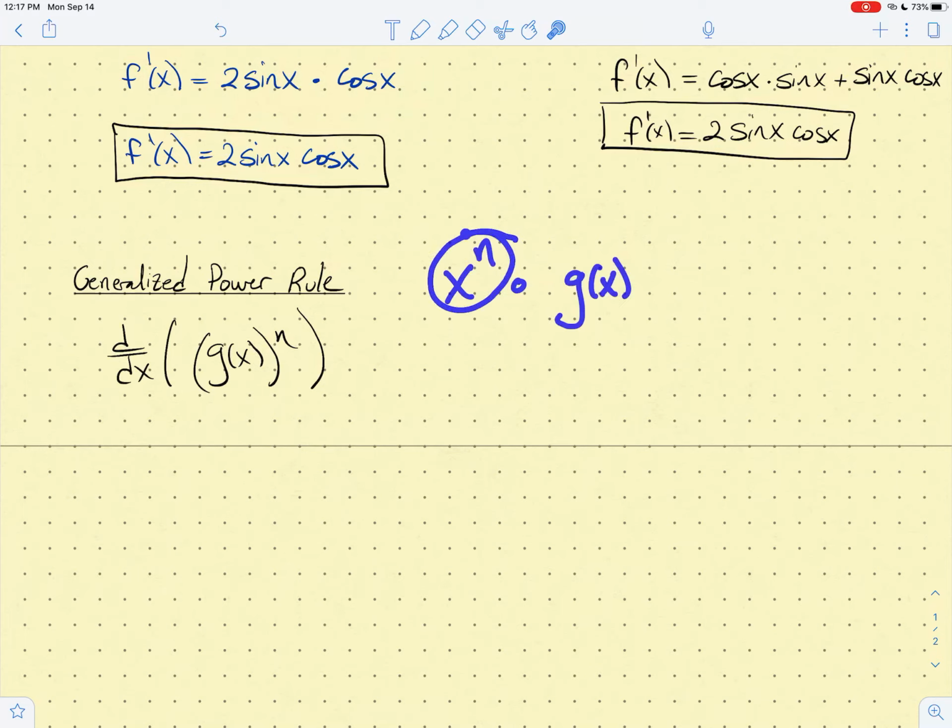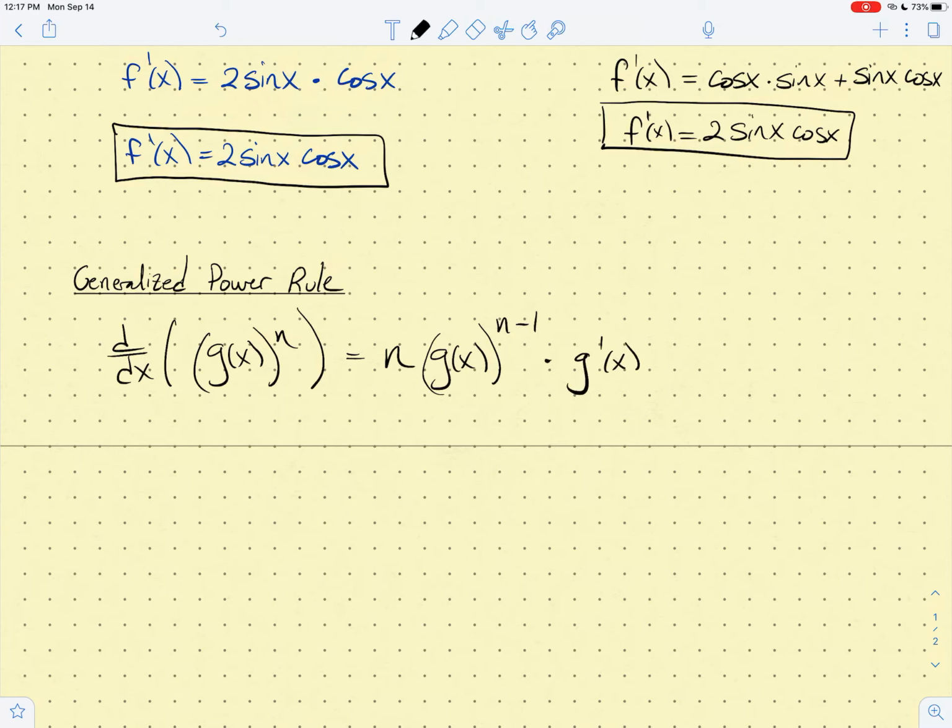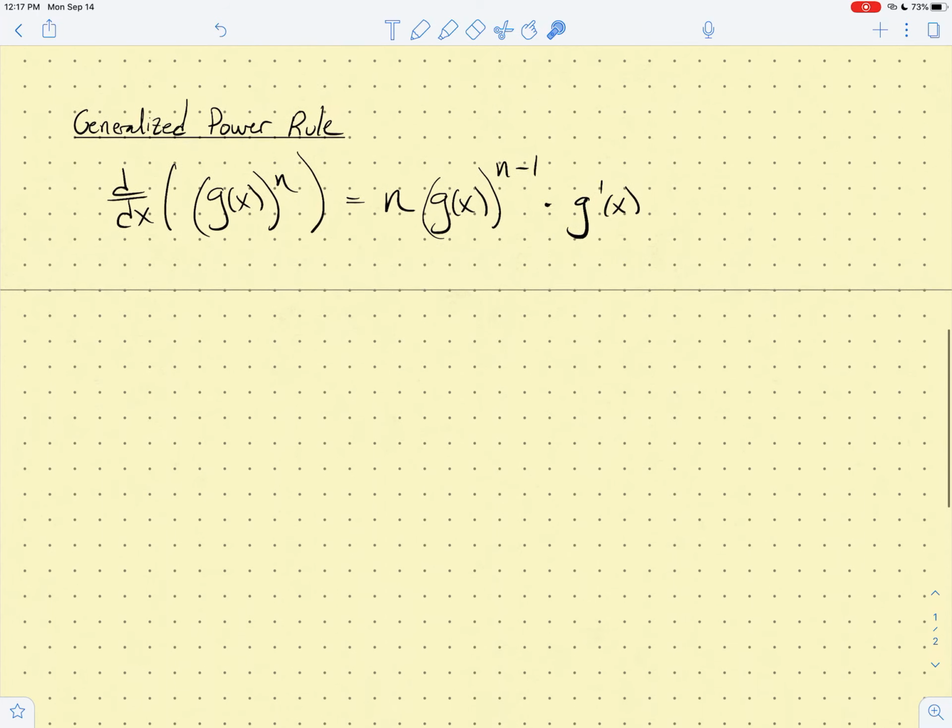And so you take the derivative of the outside, which is nx to the n minus 1. You plug in the inside, which is g of x. And so you end up with n times g of x raised to the n minus 1 times g prime of x. And that's it. So I just did the chain rule. That's all this is. It's just the chain rule. But it's worth noting this particular example of the chain rule because it's so common. So I thought we'd do maybe one or two examples right away and see how this works.